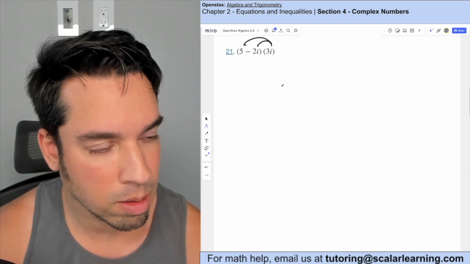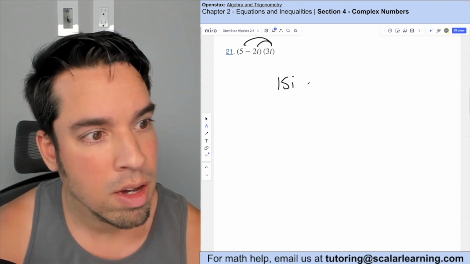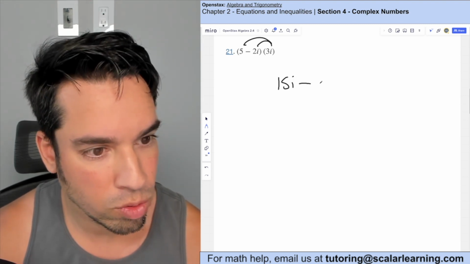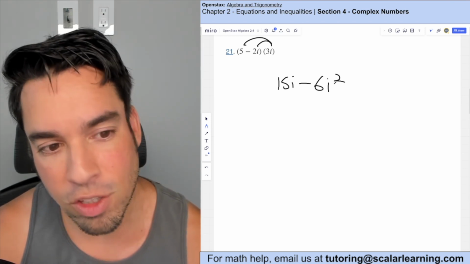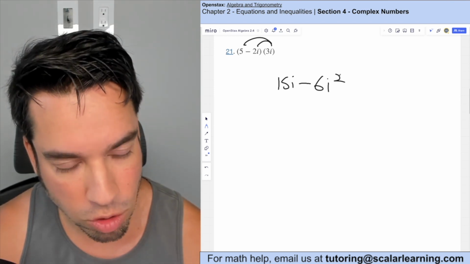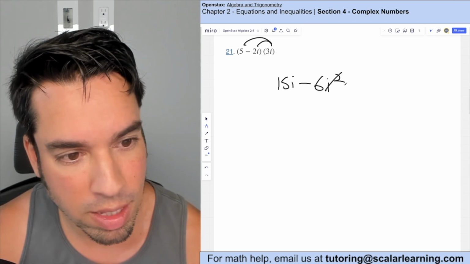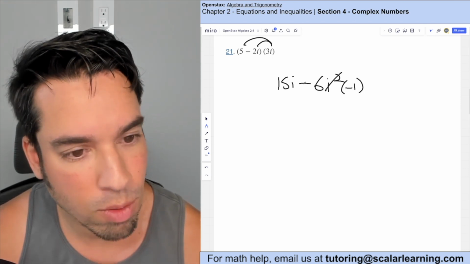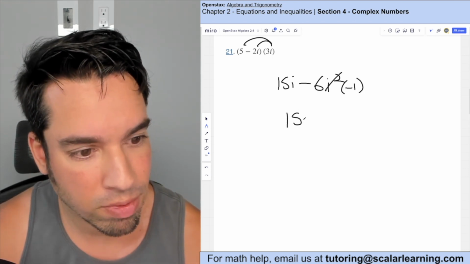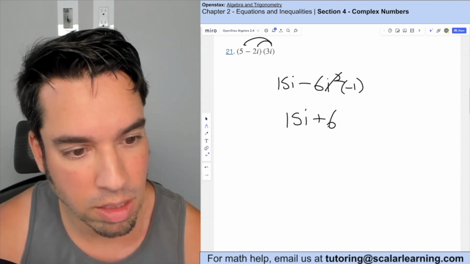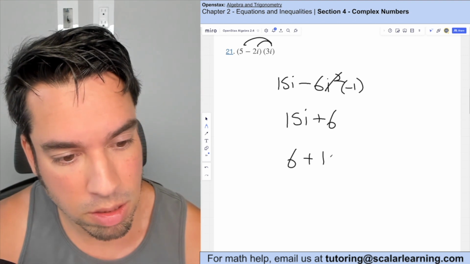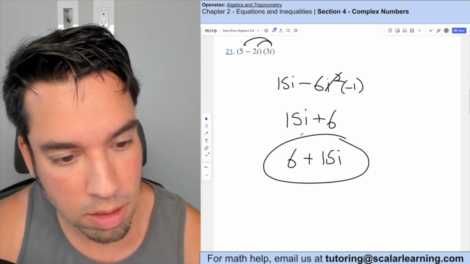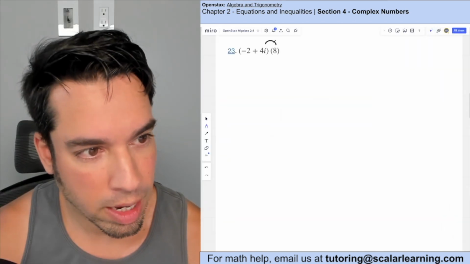Here we're going to distribute. So 3i times 5 is 15i. And then minus 3 times 2 is 6. And then i times i is i squared. So again, i squared is just -1. So if I replace i squared with -1, it's going to cancel out with that minus. So I've got 15i plus 6. And then to write it in a plus bi form, it would just be 6 plus 15i. Done.